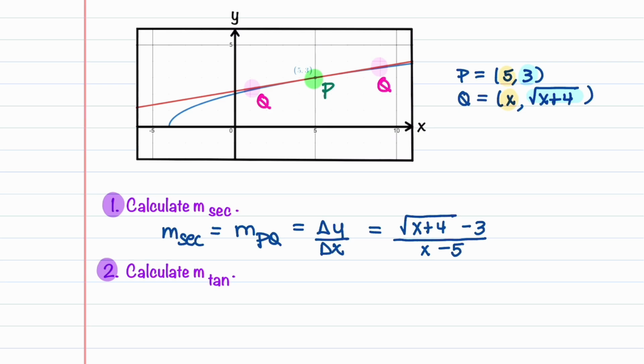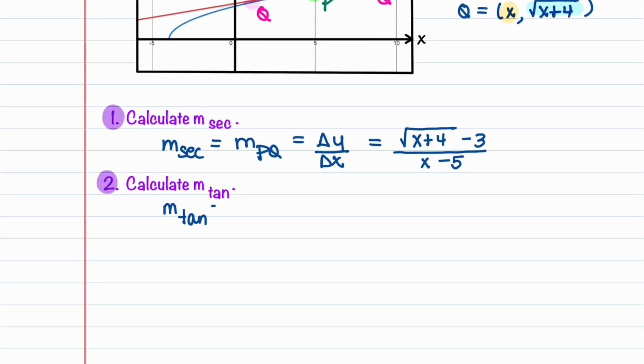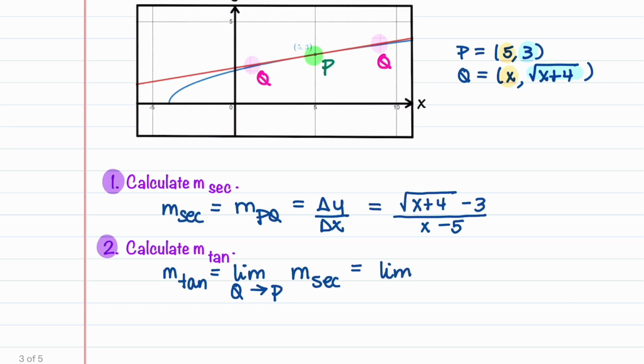Our second step then is to calculate the slope of the tangent line. Let's start by writing down that formula. M sub tangent is equal to the limit as Q approaches P of the slope of the secant line. So this is the limit as the x-coordinate of point Q, which is up here on the right in orange, which is x, goes to the x-coordinate of point P, which is 5, of the slope of the secant line. And now we just have to copy down the formula which we just found, which is the square root of x plus 4 minus 3, all divided by x minus 5.